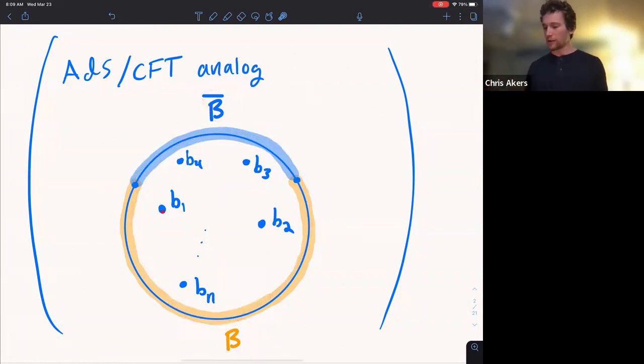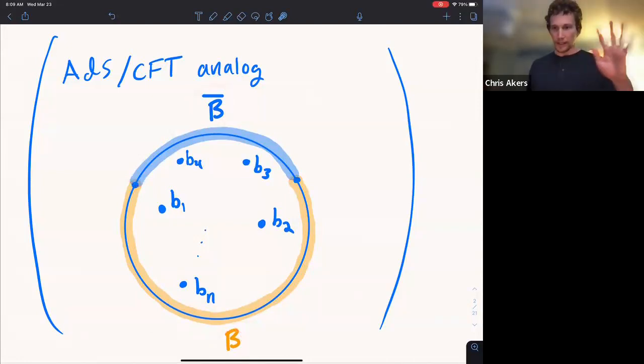All these little b's, you might imagine, represent different subregions, all the degrees of freedom in different subregions of the bulk. So the special factorization in the input is like the spatial factorization in the AdS theory. And then the boundary, we're just imagining it factorizes into B and B bar.